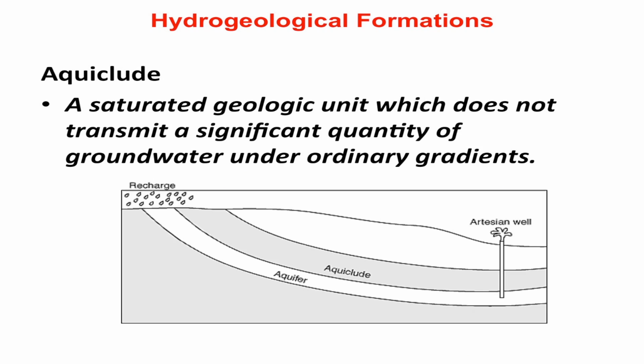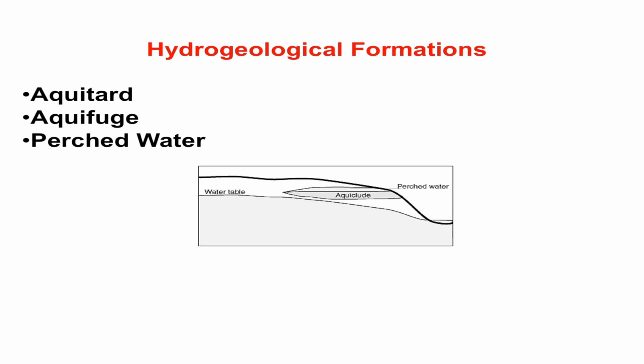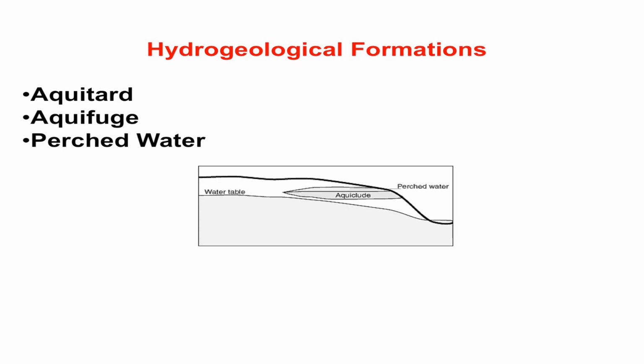Next one is aquiclude. An aquiclude is a saturated geological unit that can hold water, but its transmittance capacity is very low. Next one is aquitard. An aquitard can also hold and transmit water, but compared to an aquifer, its transmittance capacity is very low. Next is aquifuge. An aquifuge neither contains nor transmits any water. We can say it is solid and impermeable. For example, granite is an aquifuge.